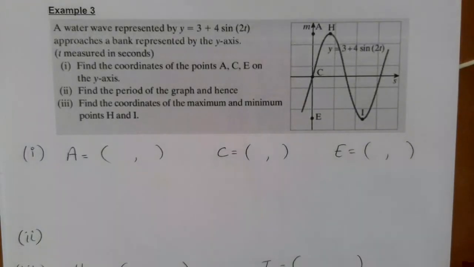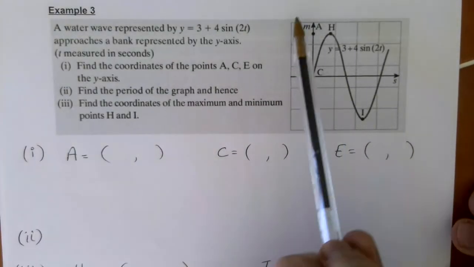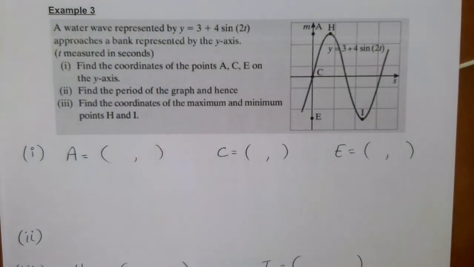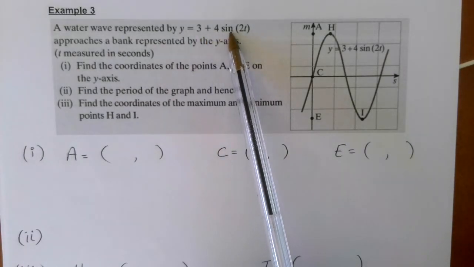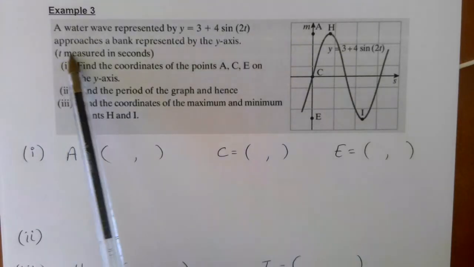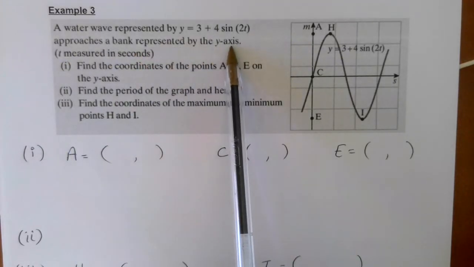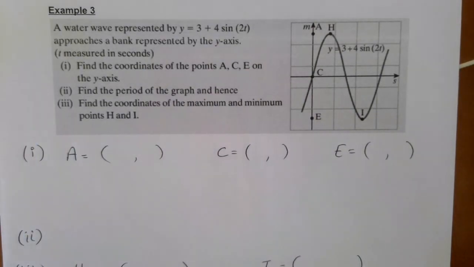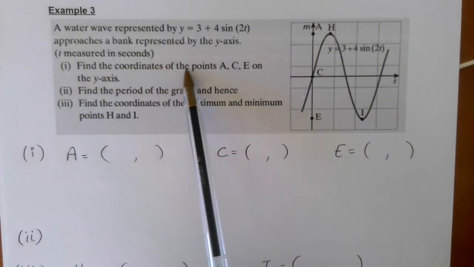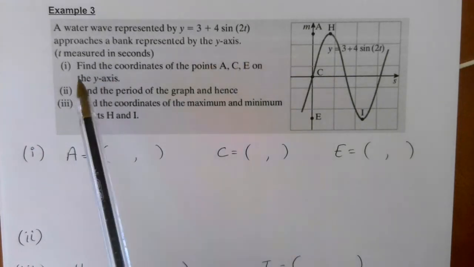The third example we'll move on to here is about the following function. Okay, so we have a water wave represented by y is equal to 3 plus 4 sine 2t, approaches the bank represented by the y-axis. Okay, so all we have here is the y-axis. We don't exactly know where the x-axis is. It says find the coordinates of the points A, C, and E on the y-axis.